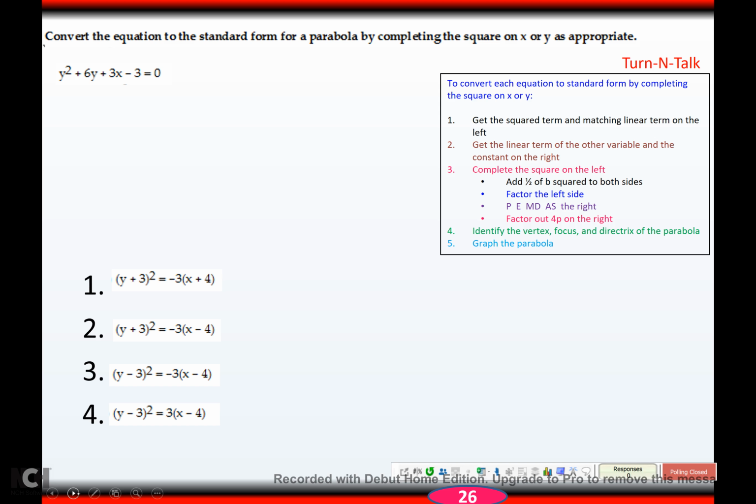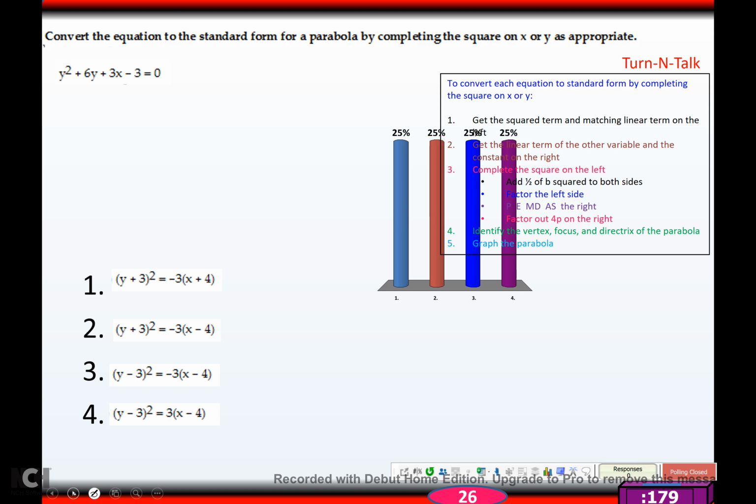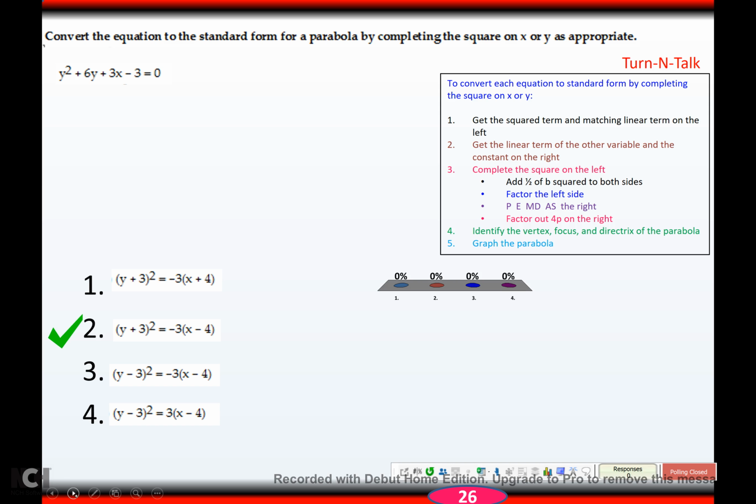Alright, you do this one. Convert the equation to standard form for parabola by completing the square on x or y as appropriate. Hit pause, come back when you're ready. And I hope you got 2. If not, again, here's my squared and linear that stay. Here's my linear and constant that move.